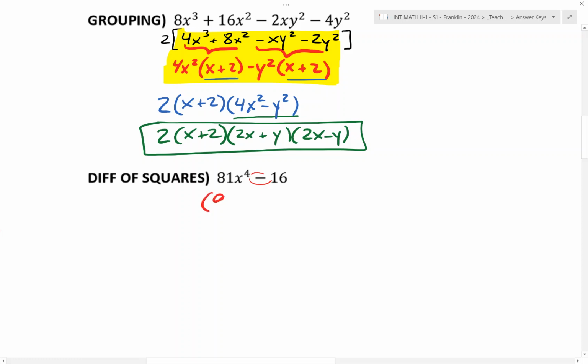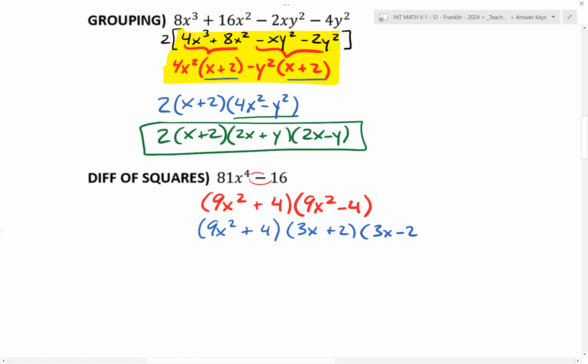So the square root of the first term is 9x squared. The square root of the second term is 4. And we want positive and negative here. And always double check this 9x squared minus 4. This is another difference of squares. Can't change the first one because it is a sum and we don't have any GCFs there, but we can keep going on the second one. So we get 3x plus 2 and 3x minus 2. Right, because the square root of 9x squared is 3x and the square root of 4 is 2. So there is our difference of squares, and I believe that is as far as we can factor.